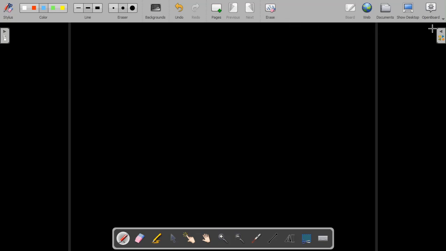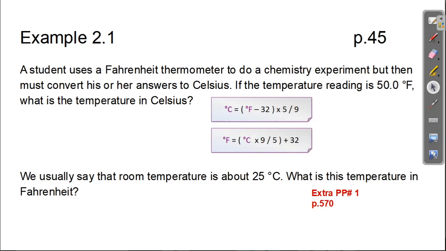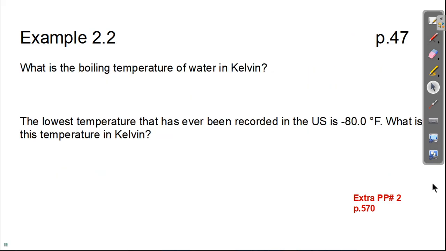Let me erase this and go back to instruction. Okay? Hopefully this makes sense, but remember, you can always ask me questions. Let's see if I can make it smaller. Maybe not. Okay. Example 2.2 on page 42. That's going to be the last one for today, so it's not very difficult.